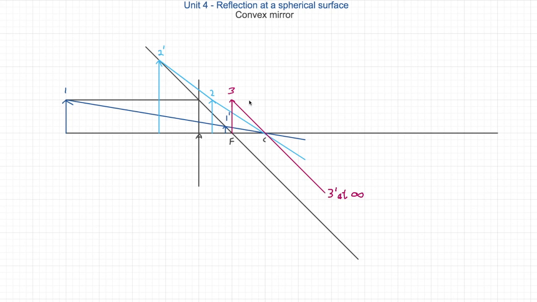We'll place our next object 4 between the focal point and the center. And now we have a virtual, inverted, magnified image. We'll call that 4 prime.